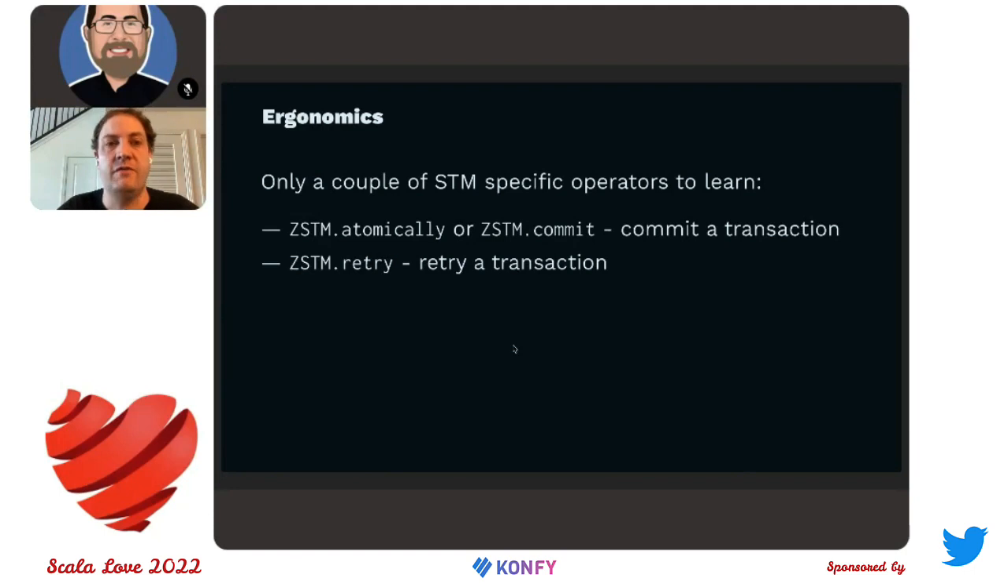The other side of that is there are very few new operators that you need to learn to use ZIO STM. There's atomically or commit, which we saw before, that takes your STM, a description of the transaction you'd like to do, and turns it into a ZIO workflow that will actually do the thing. And then there's the retry one, which says, if you hit this part of the logic and something's not where we want it to be, retry this transaction. Those are basically the only new operators you need to learn for STM.